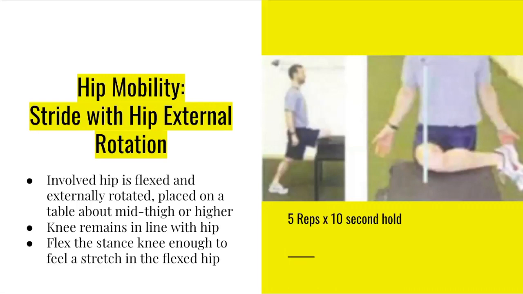Hip mobility, stride with hip external rotation. The involved hip is flexed and externally rotated, placed on a table about mid-thigh or higher. The knee remains in line with the hip, and you can see this in the second picture, or the picture on the right. Flex the stance knee enough to feel a stretch in the flexed hip. Do this for 5 reps and a 10-second hold each time.